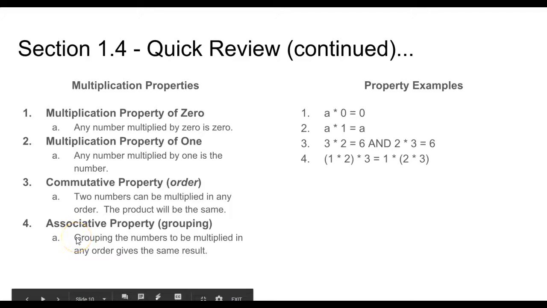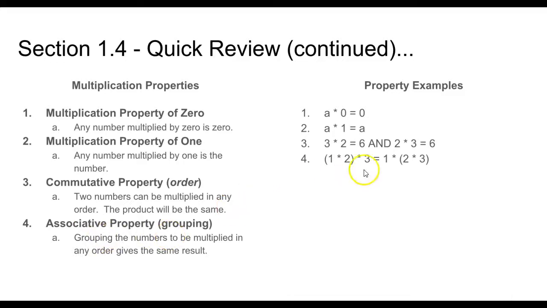Now the last property to keep in mind is the associative property of multiplication. Here I see that grouping the numbers to be multiplied in any order gives the same result. In this example, I have 1 multiplied by 2 multiplied by 3 is equal to 1 multiplied by 2 multiplied by 3, and you'll notice that the parentheses show that I have the 1 multiplied by 2 grouped on one side, and on the other side of the equation I have the 2 multiplied by 3 grouped together.